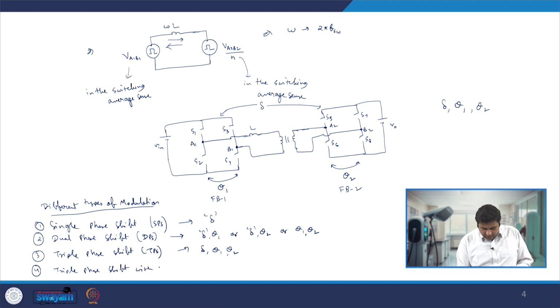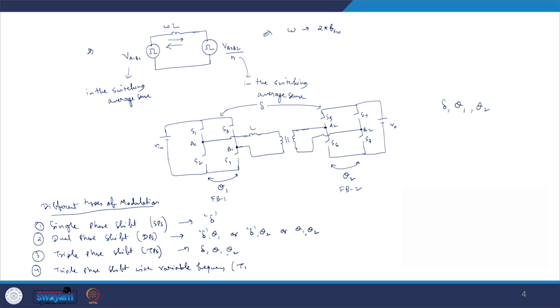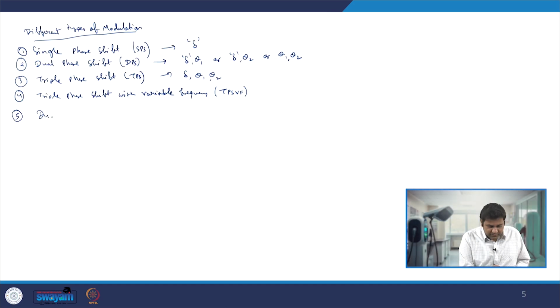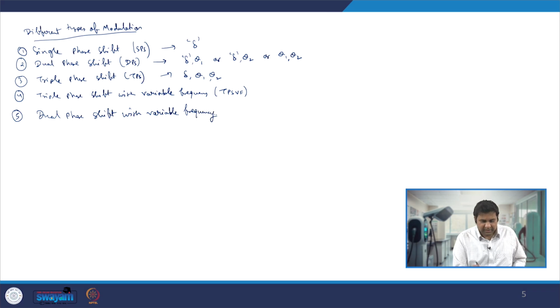So another possibility is triple phase shift with variable frequency, sometimes also called the TPS VF modulation scheme, variable frequency TPS VF, which is the triple phase shift with variable frequency. Similarly, one can also achieve dual phase shift with variable frequency, and again, this is very rarely used, but one can also use this as well.